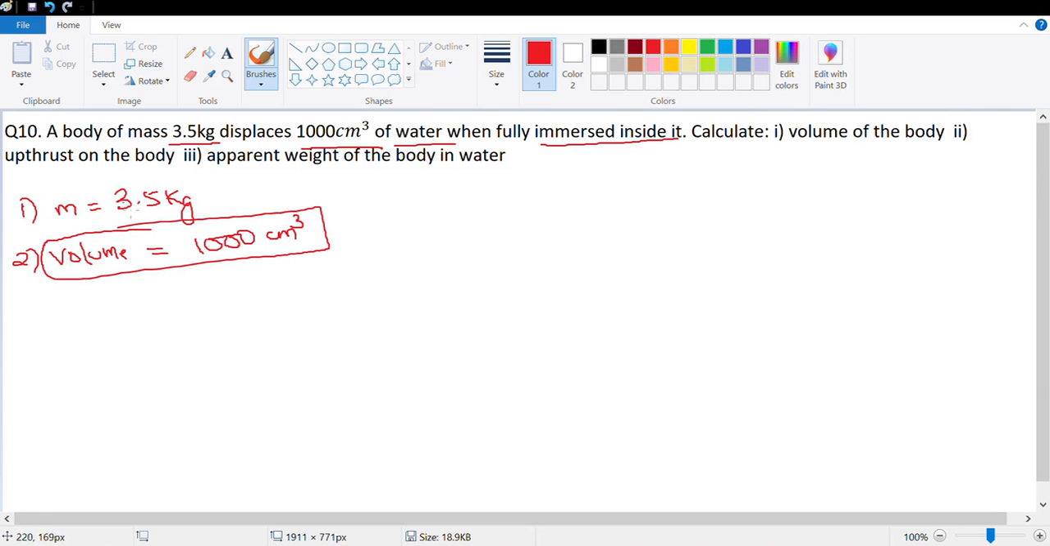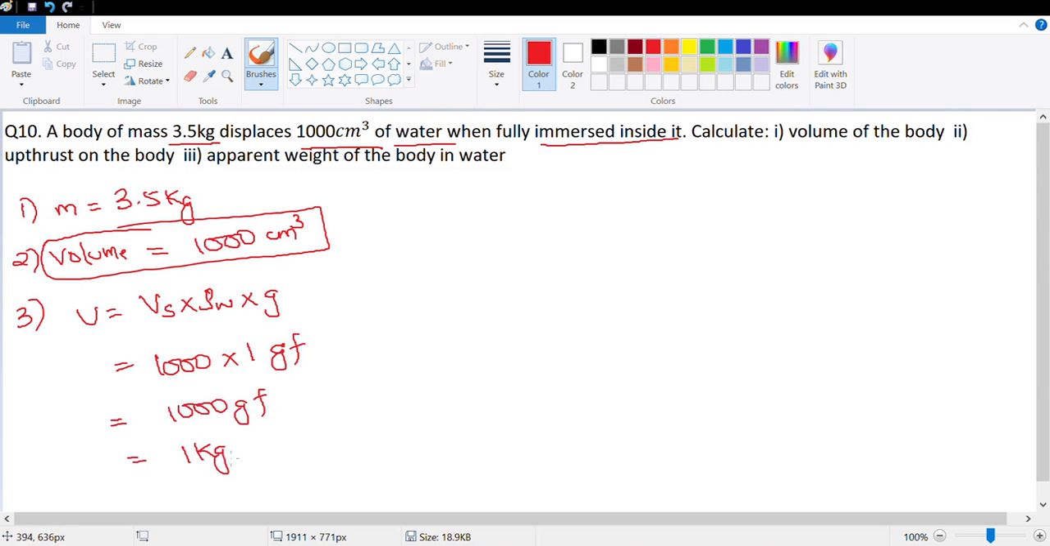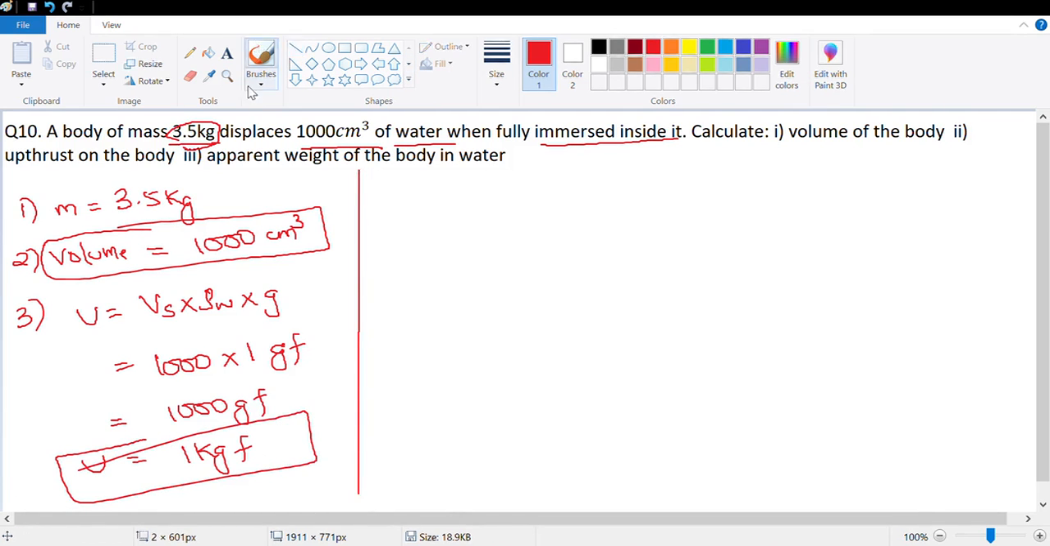Next, upthrust on the body. So to calculate upthrust, we know upthrust is equal to volume of solid multiplied with density of liquid, in this case water, multiplied with g. Volume of solid is 1000, density of liquid is 1, multiplied with g. So that's gram force, which means this is equal to 1000 gram force, which is nothing but 1 kilogram force. Since the mass is given in kilogram, I have converted this into kilogram force. So upthrust is equal to 1 kilogram force. Second part of the question also done.